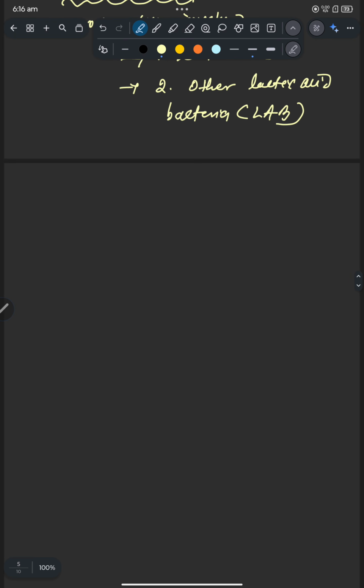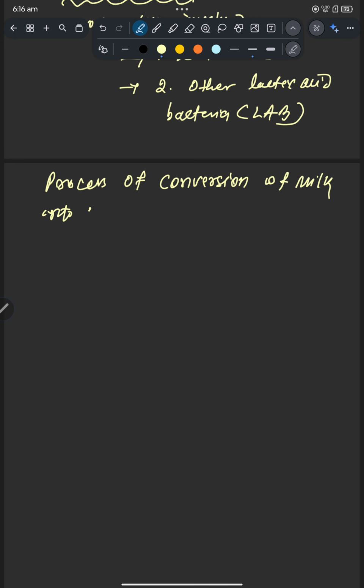Okay, now how the milk is converted into curd. So I am giving you the schematic representation of this one. So if this question comes in exam, then please write in this format only, and nobody can cut your marks. Okay, so now the process of conversion of milk into curd.